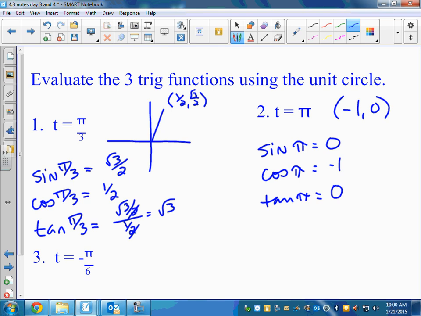What would the secant of pi be? What would the cotangent of pi be? Undefined. You're going to have undefined values. So you see why people like the unit circle? Seems like it takes out some work.